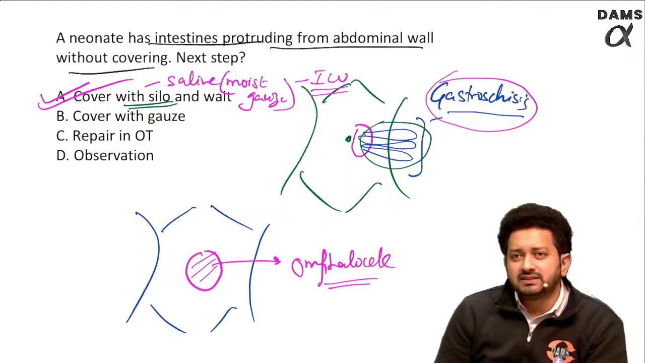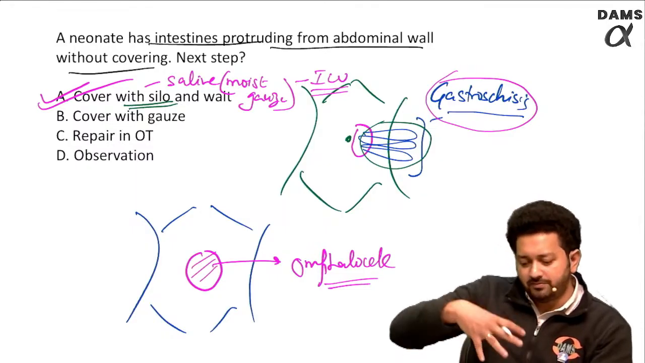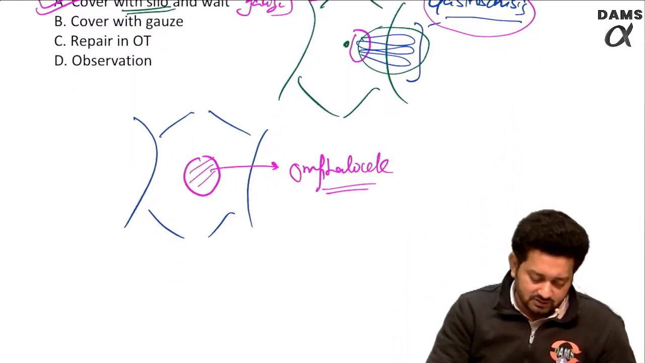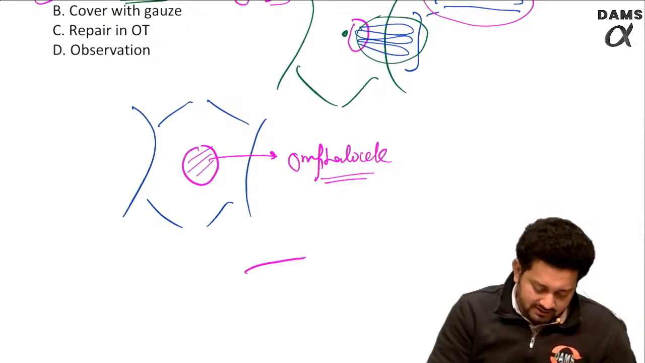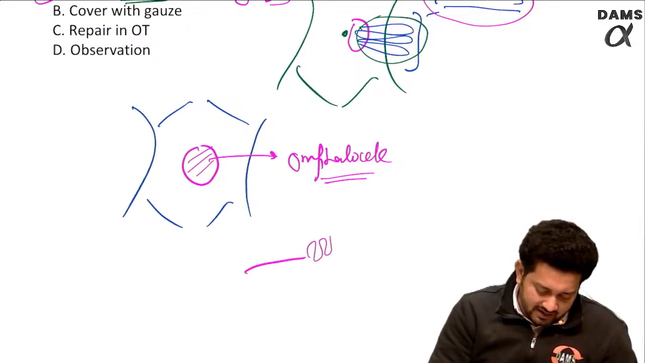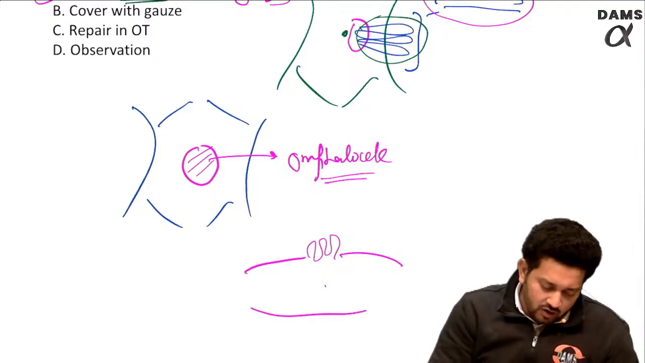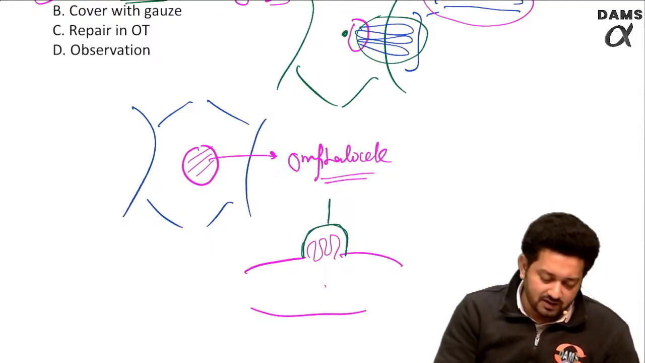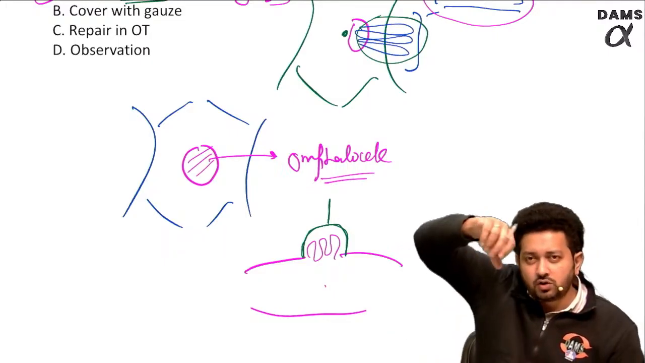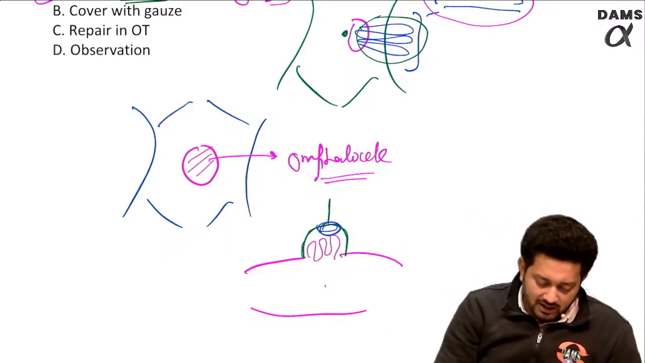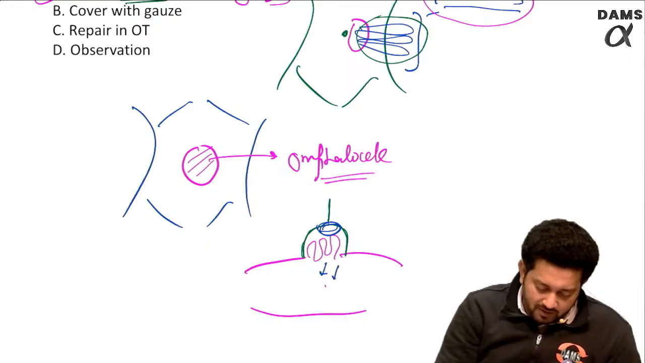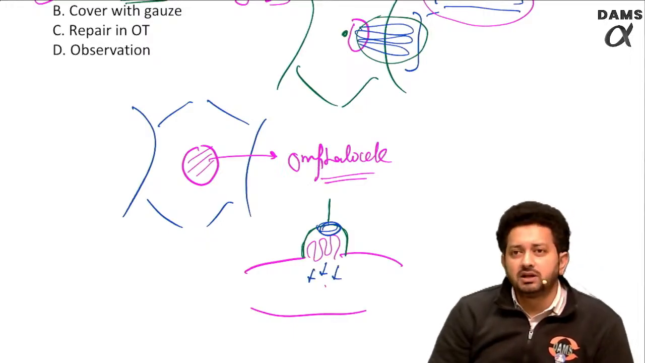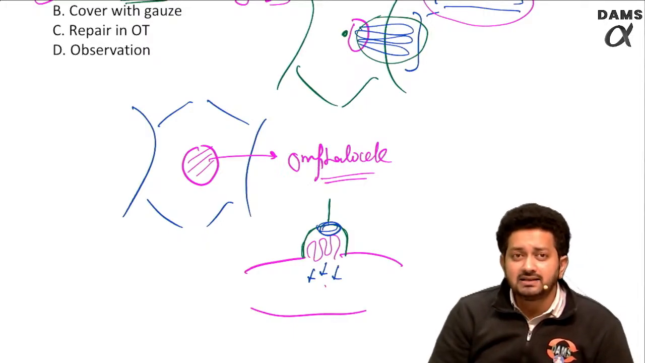Silo is just a transparent type of bag which you put, like suppose this is the defect, this is the intestine hanging out. So you will put a kind of plastic covering, because it is not covered by anything, like this. Just a plastic covering. And just imagine when you rotate it, it will gradually push the bowel inside. Okay, so that is silo.